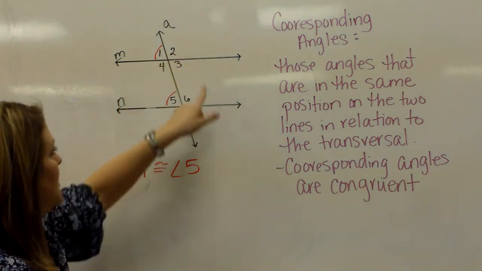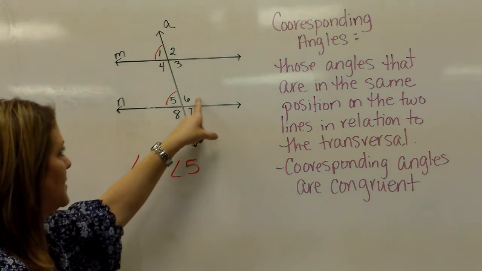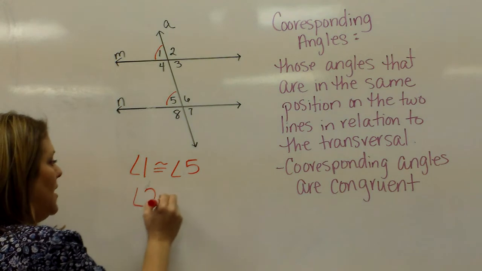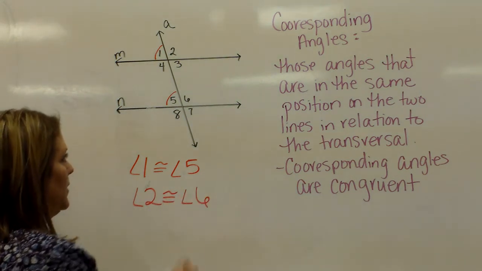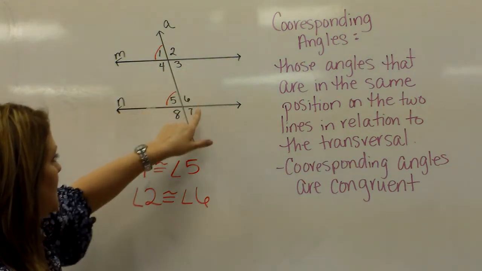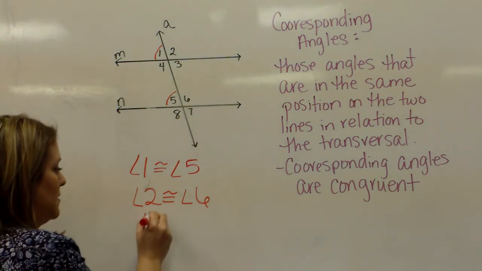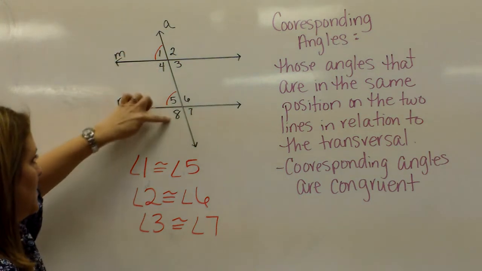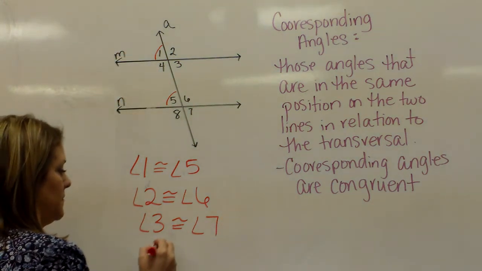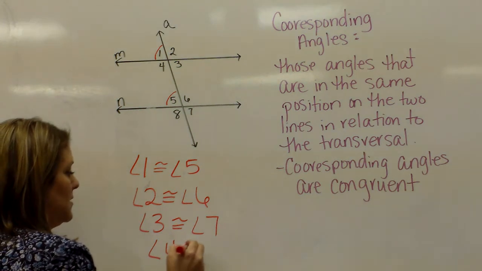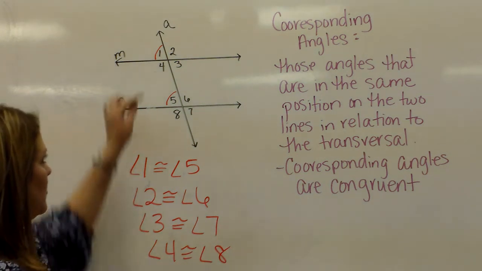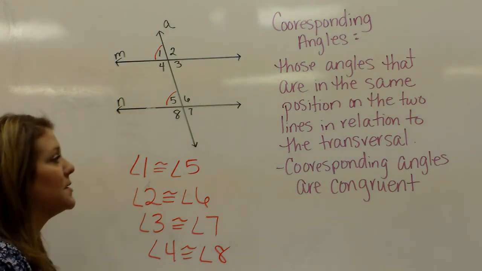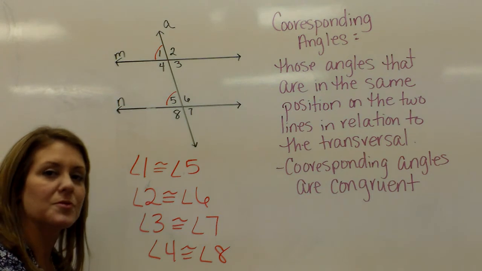Angle 2, in the same position on the opposite parallel line, is angle 6. They're the top right angles. They are corresponding and they're going to be congruent. Angle 3 is in the same position as angle 7. So they are congruent. And then last, angle 4 is in the same position as angle 8. Hoping you can see this. So they are going to be congruent as well. So we're going to be doing some examples of these where we're going to find missing measurements using all of these rules in this video.